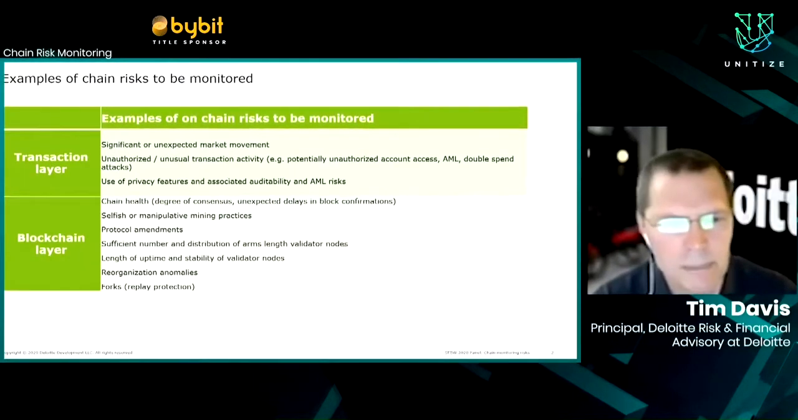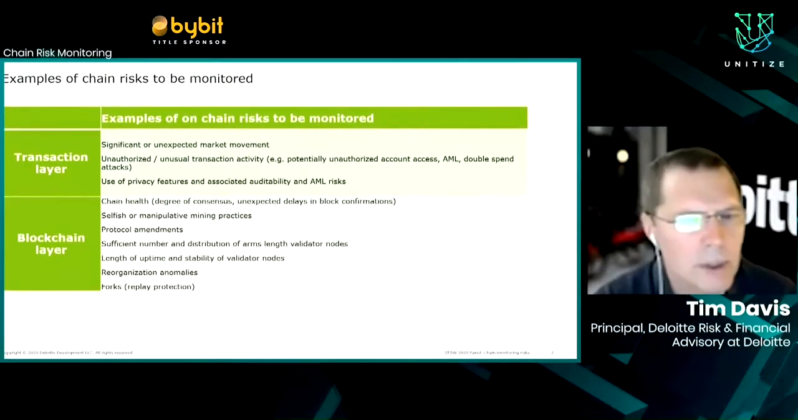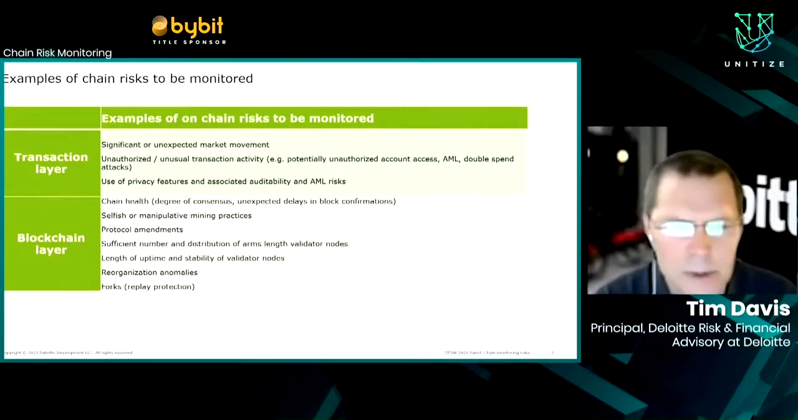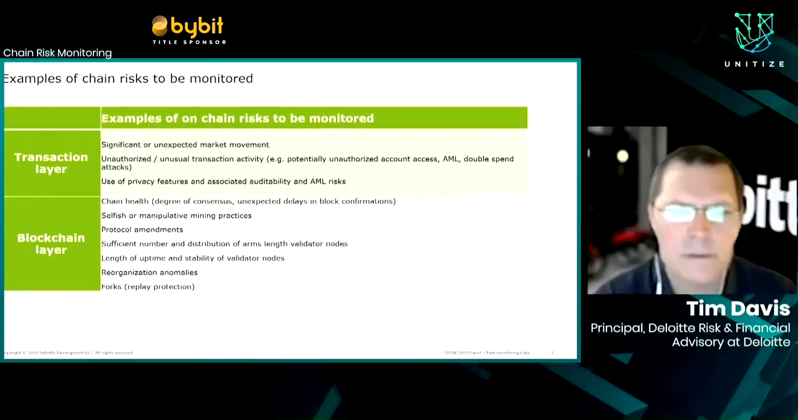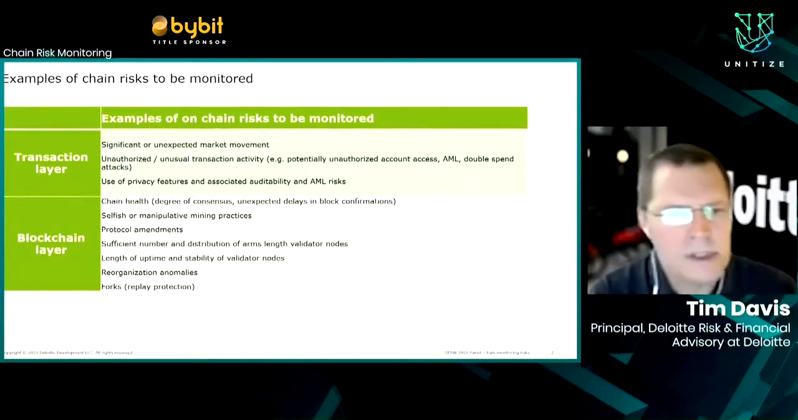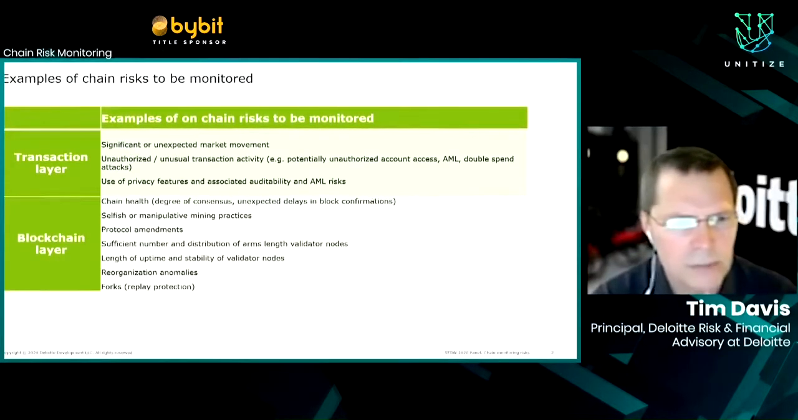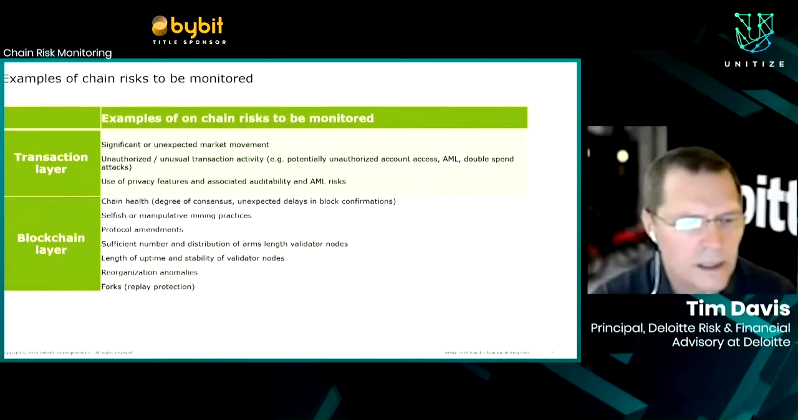You're looking at the sufficient number and the apparent distribution of arm's length validator nodes. Obviously, it's not typically perfect insight into that in most blockchain systems, but you'd have to evaluate how important that is to your particular use of the particular blockchain. And then just a couple of other examples, like reorganization anomalies that might be apparent on the chain, and forks that occur. So these are just examples, but I think the point is that in order for blockchains to mature, we believe that this level of insight and the services available on chains also need to mature.